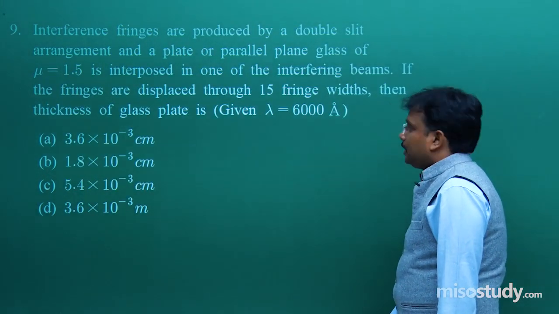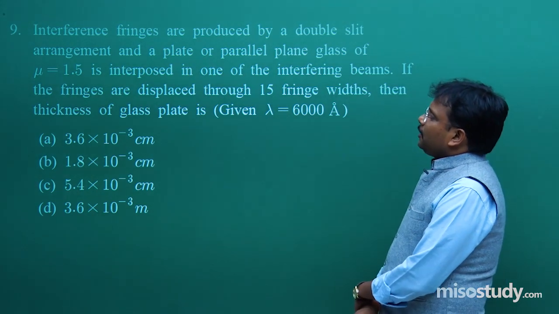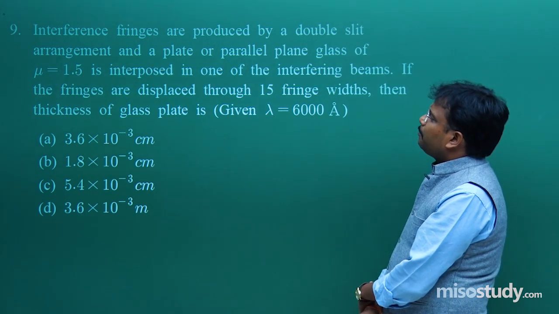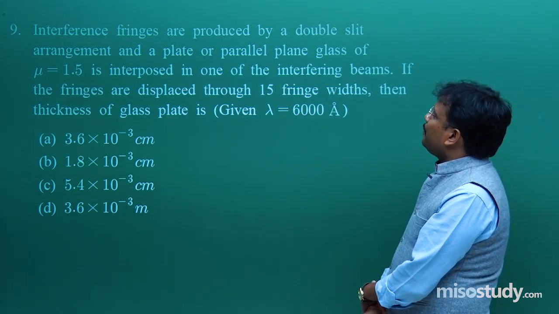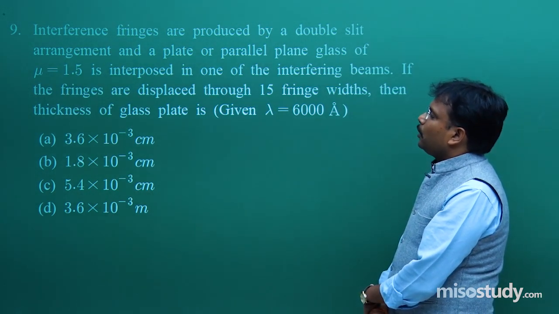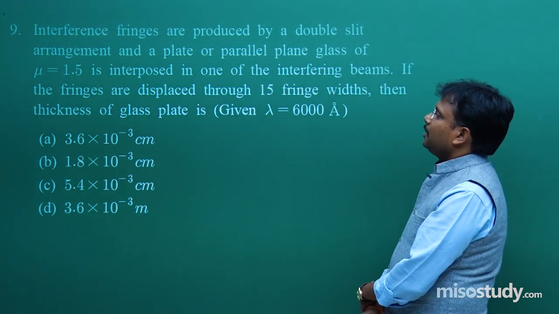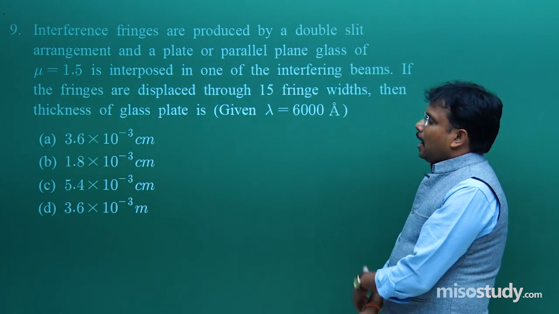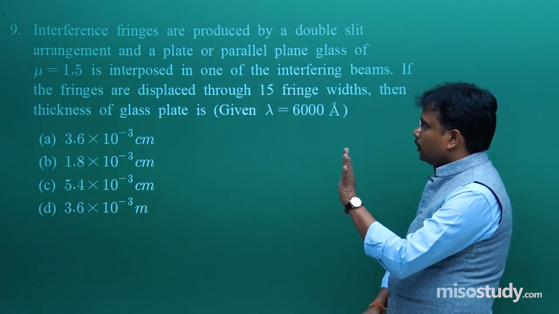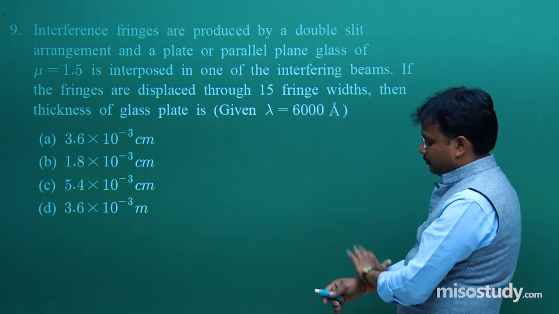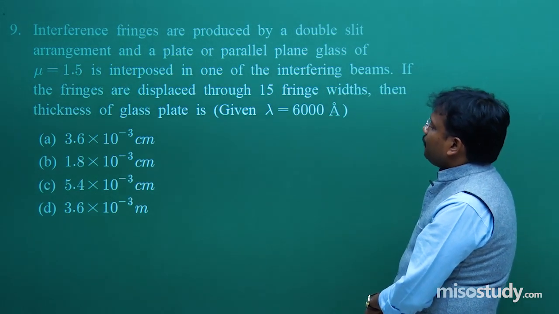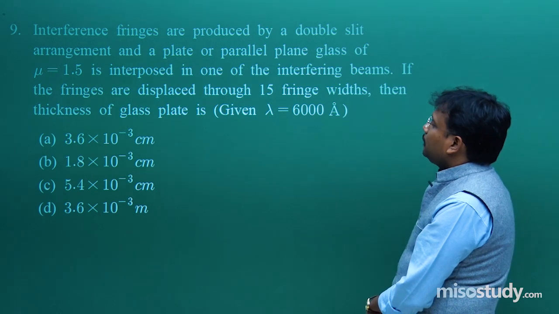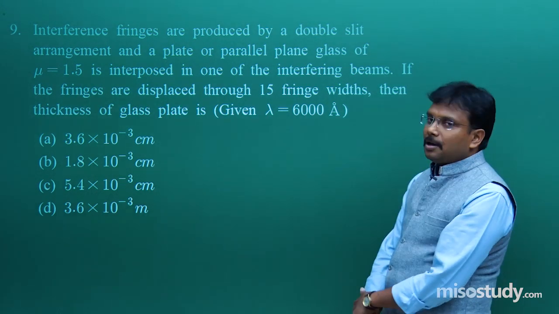Here it is, 9th question. Interference fringes are produced by a double slit arrangement and a plate of parallel plane glass of mu equal to 1.5 is interposed in one of the interfering beams. Actually what is happening, I am going to explain with the help of a diagram, but just wait for some time. If the fringes are displaced through 15 fringe widths, then the thickness of the glass plate is how much?